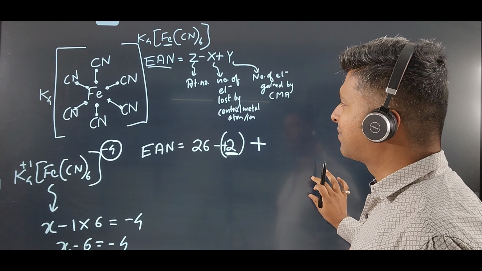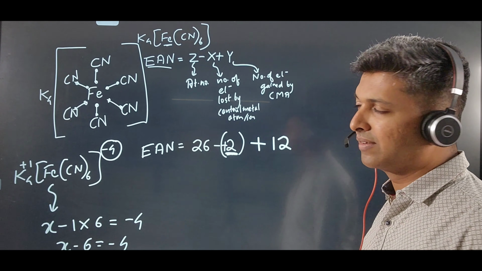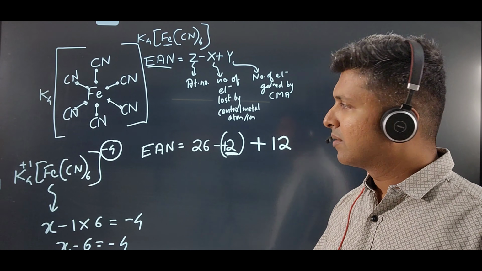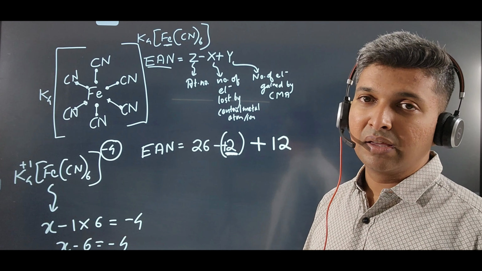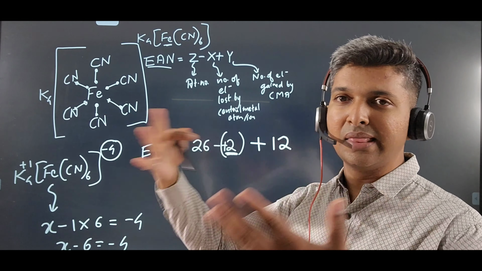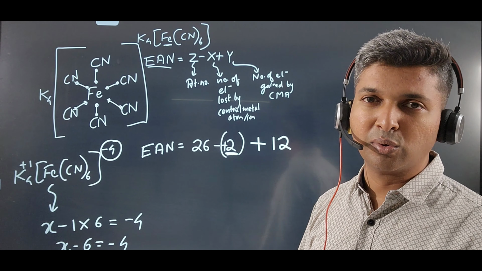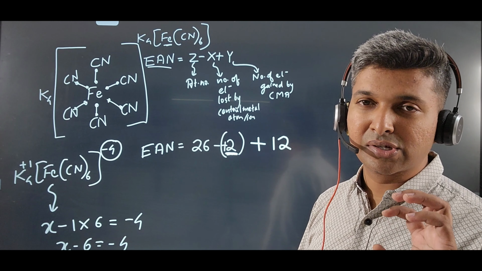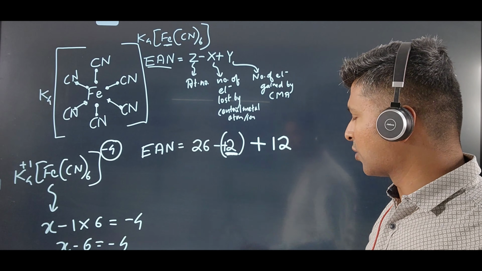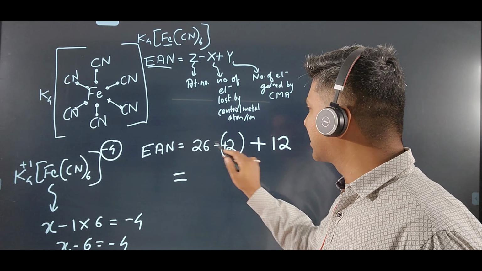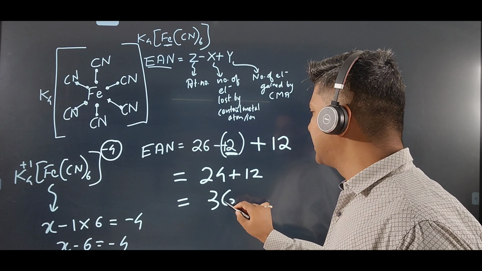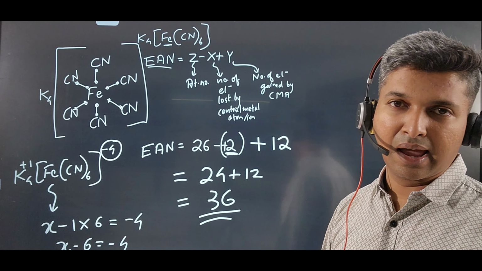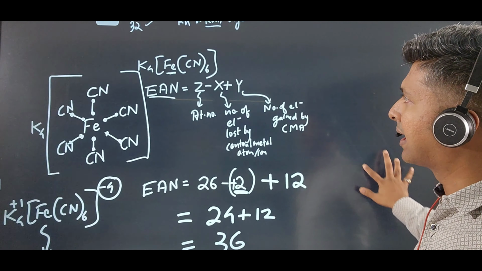And plus Y is the number of electrons gained by Fe. How many electrons is Fe gaining? 12, because I told you in this structure that cyanide is giving a total of 2. All 6 cyanides together are giving 2, 2, 2, 2, 2, 2, which totals up to 12 electrons. Now you will calculate a little: 26 minus 2 is 24, plus 12 is 36. So 36 is the EAN, the effective atomic number.